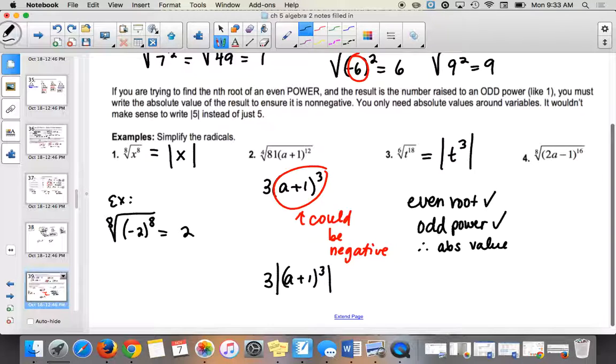So how about the next one? 2a minus 1 to the second. Do I have an even root to begin with? Yes. Did I end up with an odd power? No. Why do I not need absolute values around this? Either way, it's going to be positive. It doesn't matter what a is. What if a was negative 18 billion? When you plug in negative 18 billion times 2 minus 1, but then you square it, it doesn't matter how big it was as a negative number. When you take a negative number and you square it, you get a positive number anyway. So this is positive anyway.